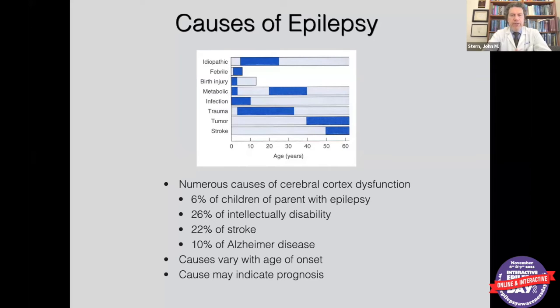On the graph, you see that trauma, meaning serious head trauma, the type that often can cause a skull fracture, occurs in young adulthood. So you think about that as a common cause in that age range, whereas infection, which tends to be more often in the younger child, especially in countries like ours, tends to be an earlier onset for epilepsy.